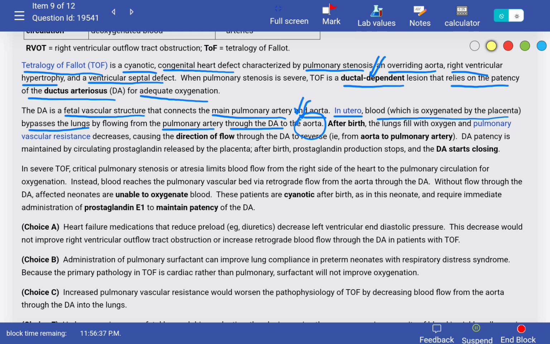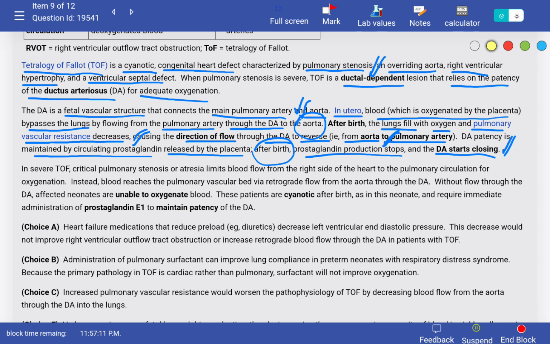But after birth, lungs fill with oxygen, so pulmonary vascular resistance decreases, causing the direction of flow through the ductus arteriosus to reverse, that is from aorta to the pulmonary artery. Ductus arteriosus patency is maintained by circulating prostaglandins released by the placenta. They are talking about before birth, right? But after birth, prostaglandin production would stop, and the ductus arteriosus starts closing, right?